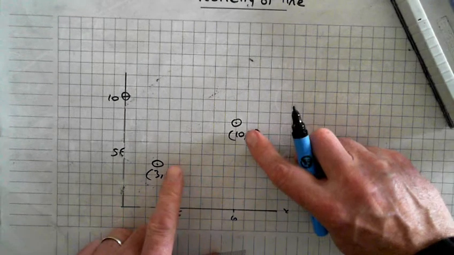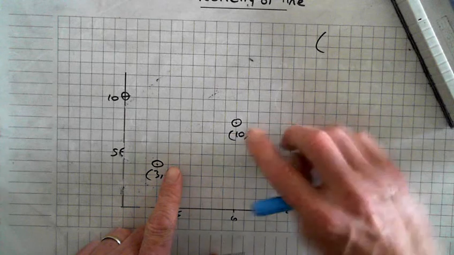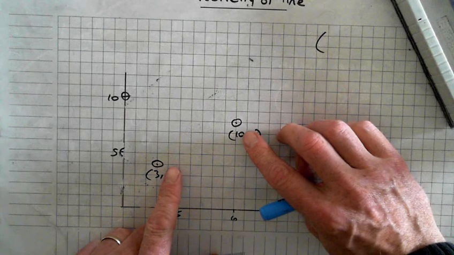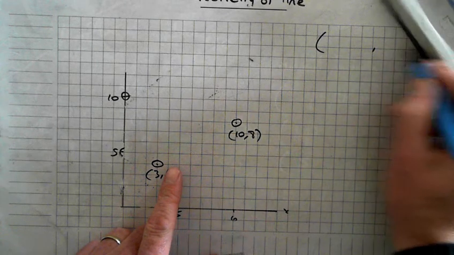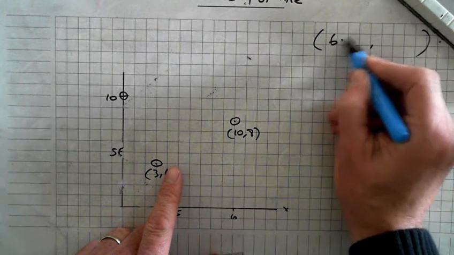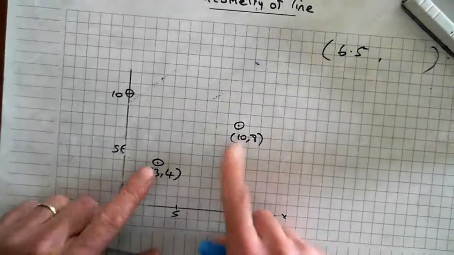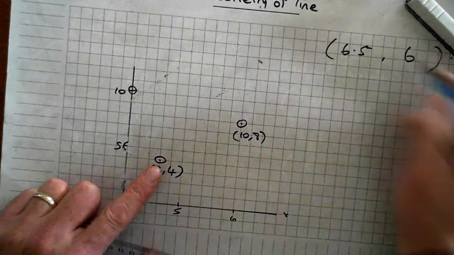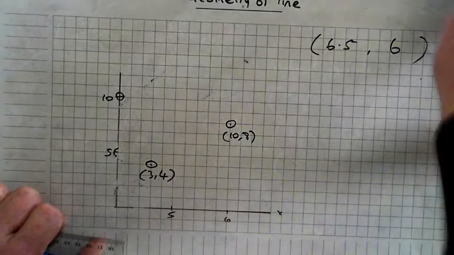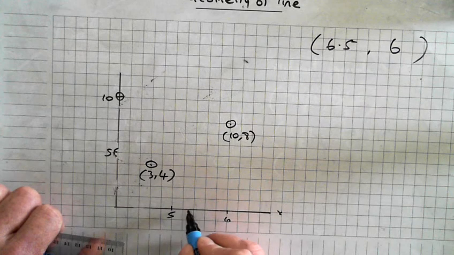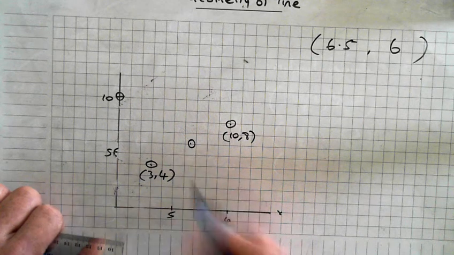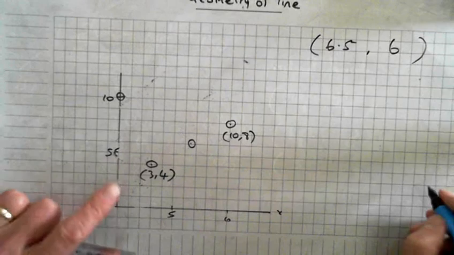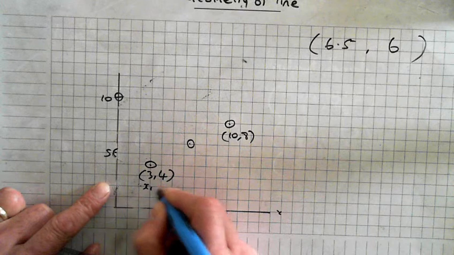Add the two x coordinates together. 3 and 10, 13. Divided by 2, 6.5. Add the two y coordinates together. 12 divided by 2, 6. Alright, so that should be the midpoint, 6.5 and 6.